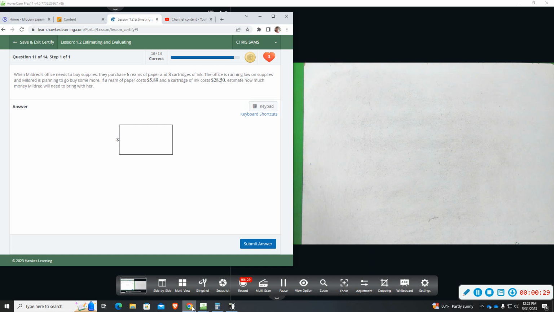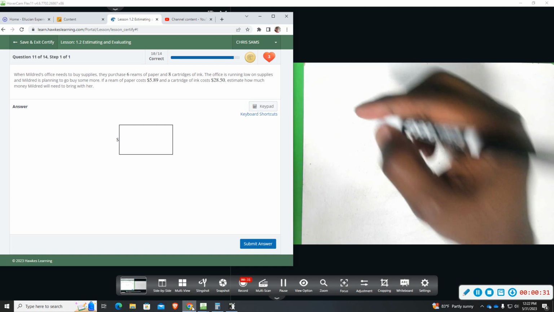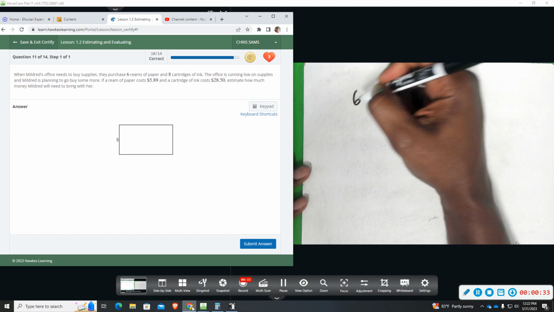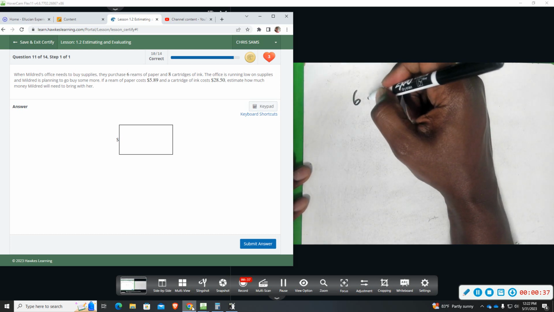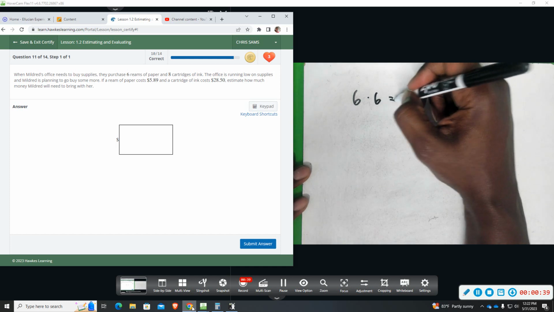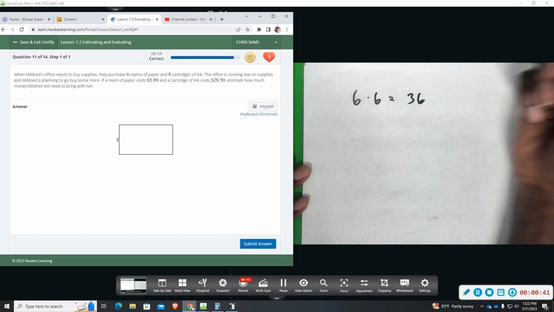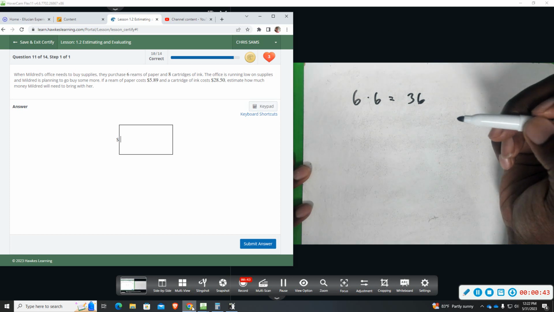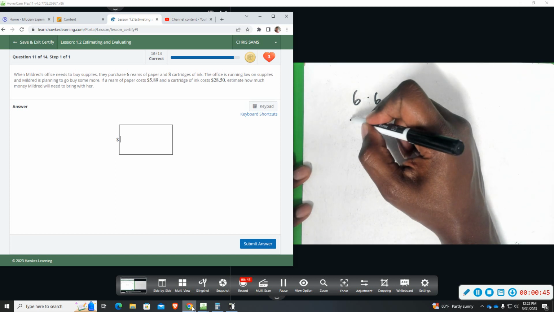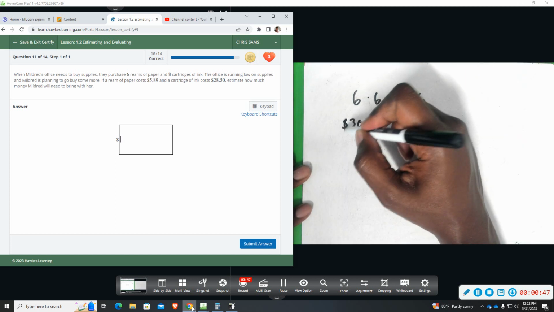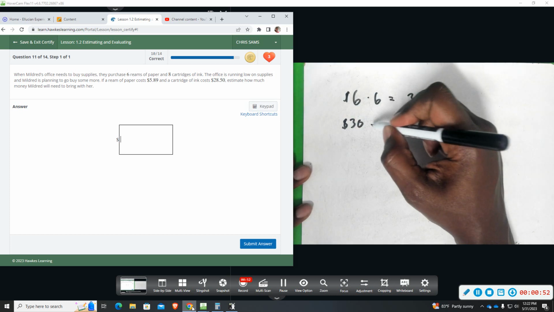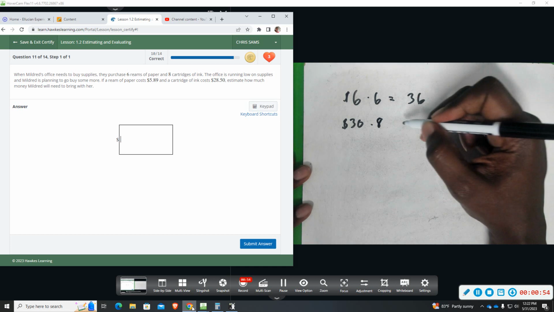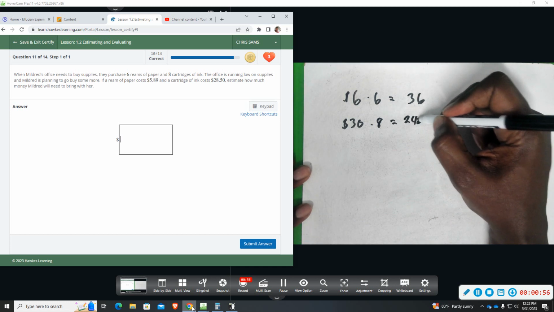So we're going to say paper costs $6. We're going to round it to 6. And they purchased 6 reams of paper, so 6 times 6 is going to be $36. And then ink, we're going to round that to a cost of 30. They are buying 8 cartridges. So 8 times 30 is 240.